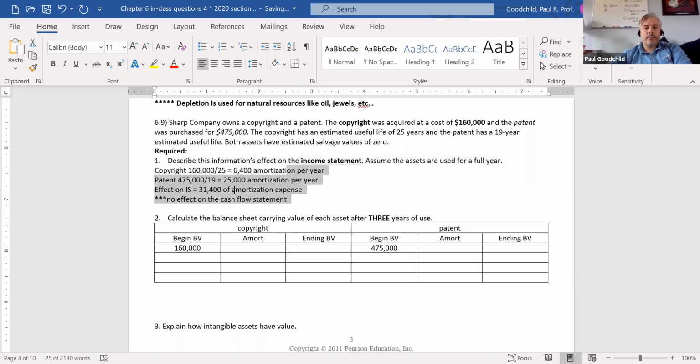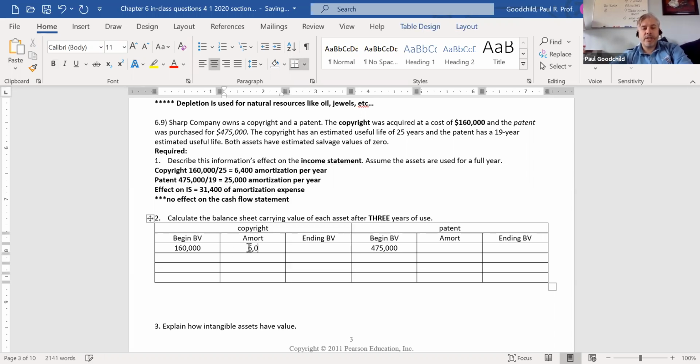Okay. So that's that part of it. And now what I've done is I've just put in their beginning book value for both the patent and the copyright. And I'm going to put in the amortization, 6,400, and then 25,000. And the second part of the question is asking, what is it after 3 years?